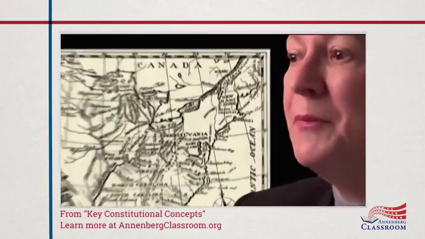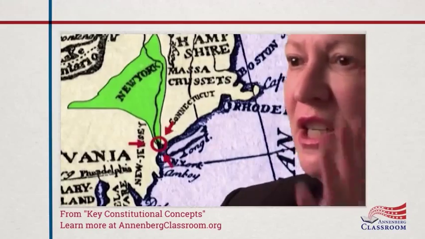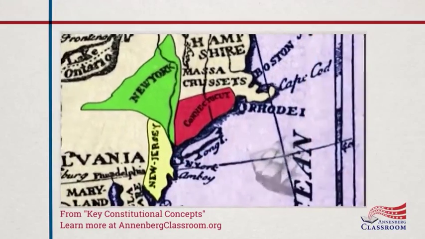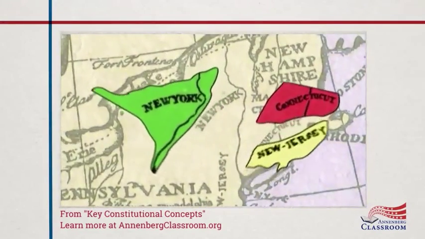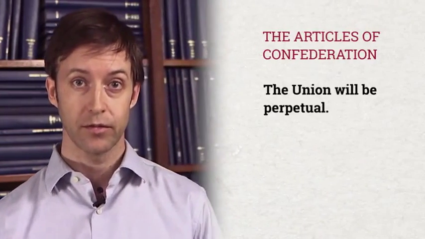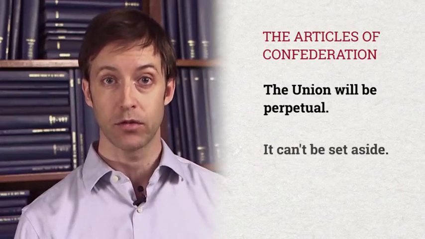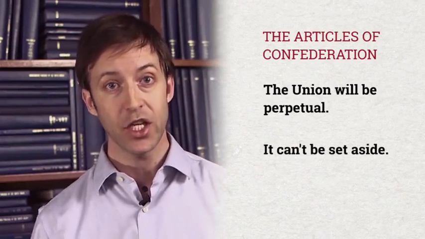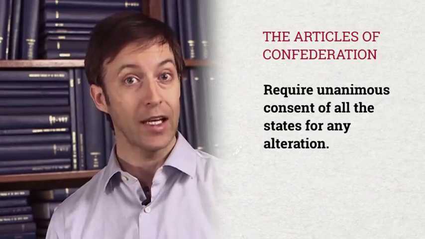Even more dramatically, New York State, which has the great port of New York City, is charging Connecticut and New Jersey an arm and a leg for everything that comes into their port. And so Connecticut and New Jersey are meeting to plan a united military attack on New York. So in 1787, Congress calls a convention to consider changes to the Articles. Changes are all that the Articles allow. They say the Union will be perpetual, can't be set aside, and even changes are not going to be easy. The Articles require unanimous consent for any alteration.